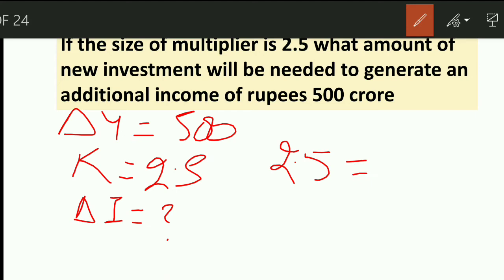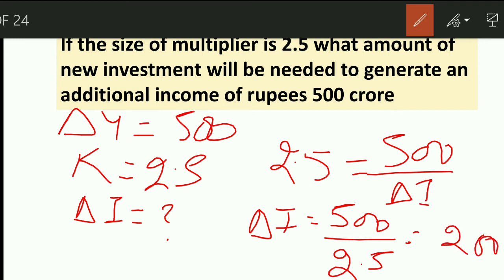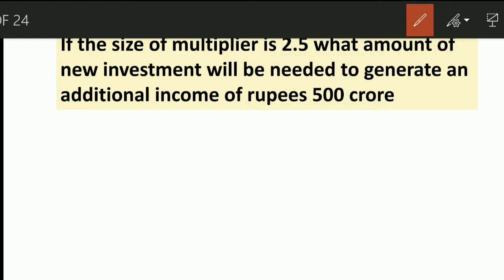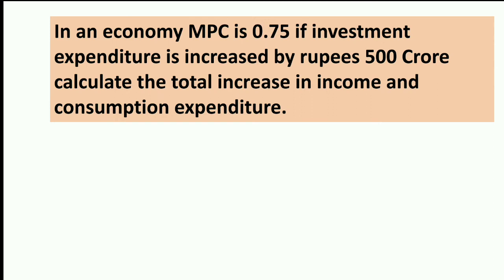You can find it very easily because you know that investment multiplier is equal to change in income, that is 500, upon change in investment. So over here change in investment will be equal to 500 upon 2.5. So it will be equivalent to 200 crore, because the decimal point will shift over here. One more zero, and then if you divide, 25 twos are 50 and two zeros will come after it. So your additional investment will be 200 crores. Is that clear? Don't forget to mention the unit if the unit is given in the question.